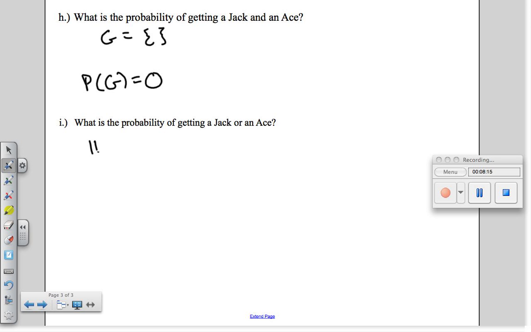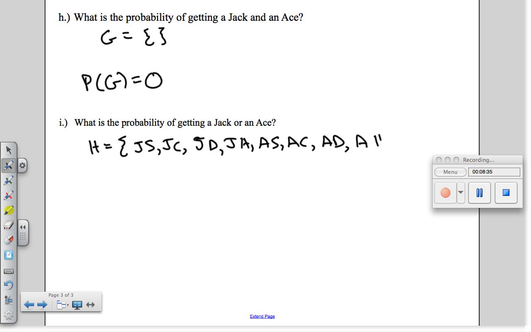Part I, what is the probability of getting a jack or an ace? We'll call this event H. You can have a jack of spades, jack of clubs, jack of diamonds, jack of hearts, ace of spades, ace of clubs, ace of diamonds, or ace of hearts. There are 8 cards here, so the probability of getting a jack or an ace is 8 out of 52.